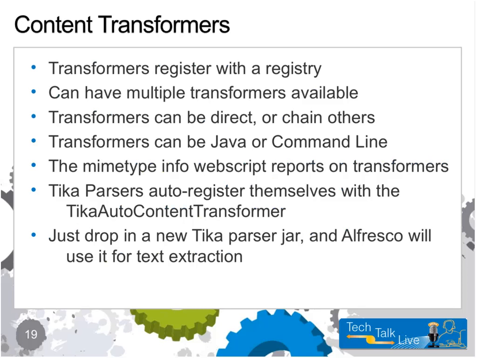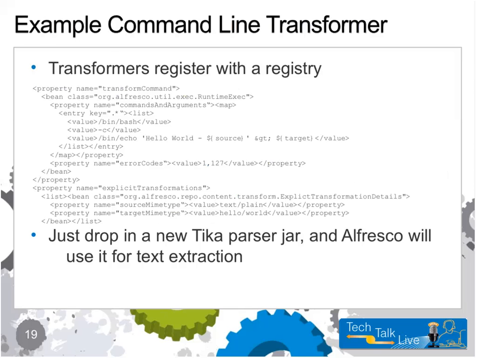The transformers are always defined with a from MIME type and a to MIME type, so from text/plain to application/pdf. And if you want to know what ones are currently available, the MIME type info web script will tell you all you need. And again, as with metadata, if you've got a new Tika parser, you can just drop it onto the classpath and Alfresco will pick it up.